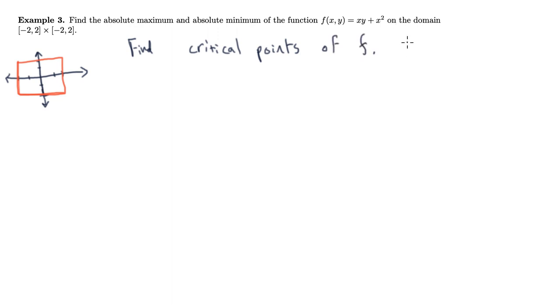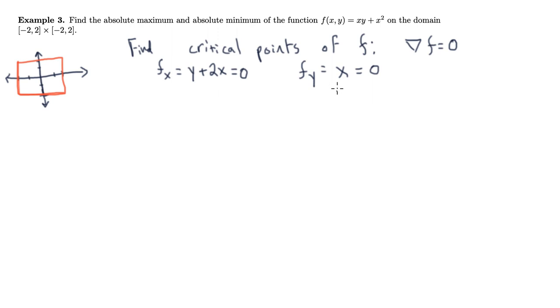So in other words, I want to set the gradient of f equal to 0. So I want fx, which is just going to be y plus 2x, to be 0. And then I want fy, which is just going to be x, to be 0. Okay, so notice, y plus 2x, and then fy, it's just x, good.